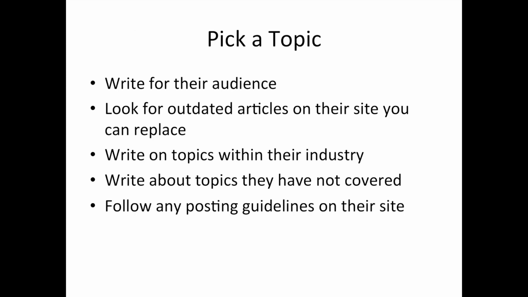So when you're deciding what kind of original content you're going to offer a site, you've got to keep their audience in mind, not yours, because then it'll make it more likely that they'll actually have use for that article. You can look for outdated articles on their site currently and then offer them an updated version of that. You can write on topics within their niche. You can talk about topics within their niche that they haven't covered already.